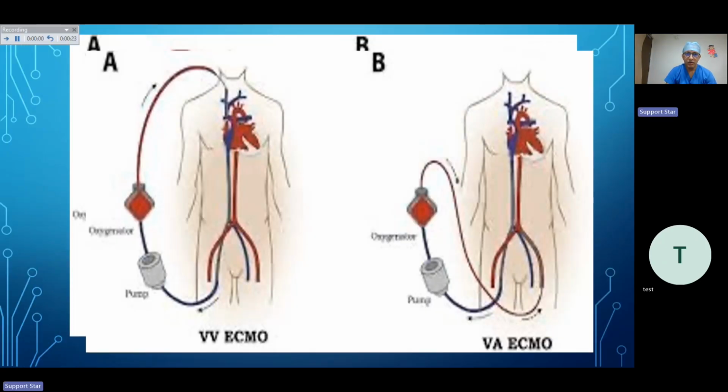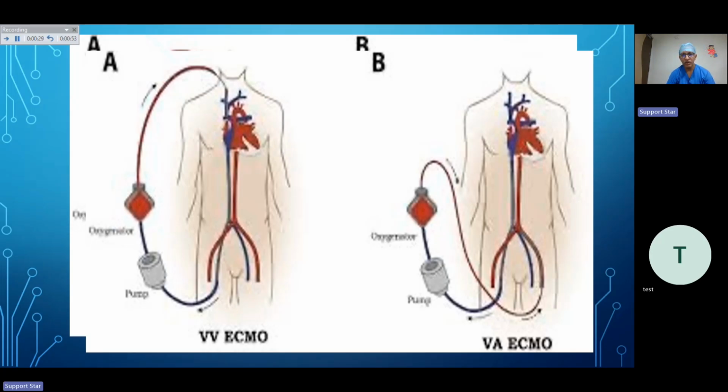Okay, so let's talk about VV ECMO. Most of the ECMO in neonates is VA ECMO as of now in most parts of the world, but the current trend is changing towards VV ECMO. So this diagram is a representation of both VV and VA ECMO in children and adults, but not in neonates, because I'll come to that later. First, we understand the circuit and then we'll move on to the next topics.